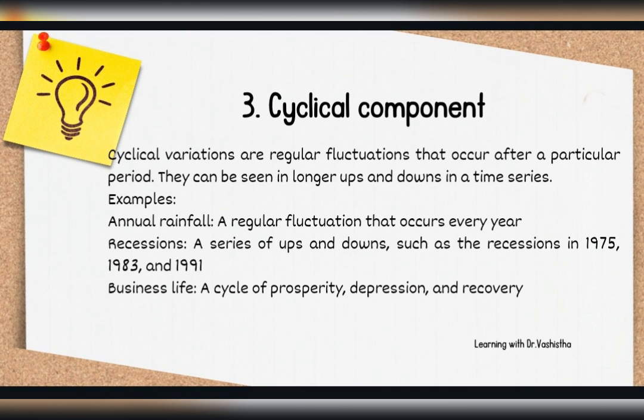For example, I've taken a few examples here, like annual rainfall, or the recession of a country, where we could see a series of ups and downs, such as a recession in 1975, then in 83, and then in 91. Or we can take the example of a general business life cycle, where the stage of prosperity is followed by the stage of depression, going through the stages of recession and recovery in the order of the business.